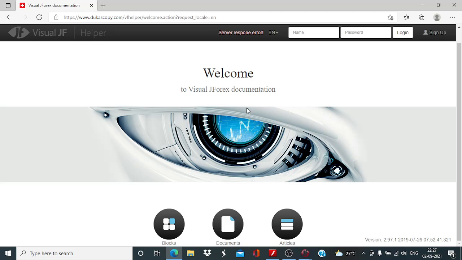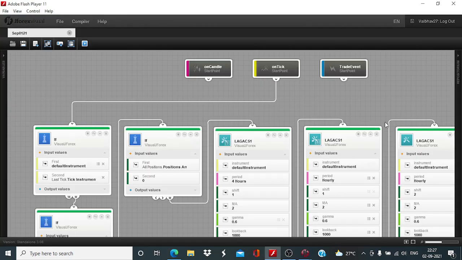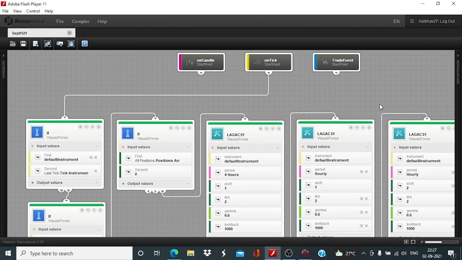So if the trend is bullish, we will be looking to initiate the buy trade. If the trend is bearish, we will be, of course, looking to initiate the sell trades. And this is in the spirit of trend is your friend. So let us now get to work with Visual JForex board, which has been developed by the Dukascopy Bank SA.